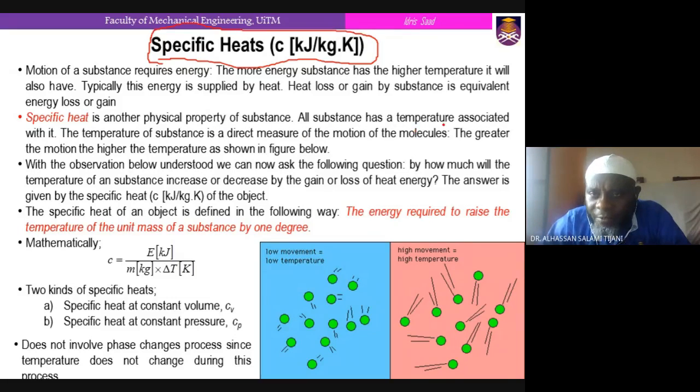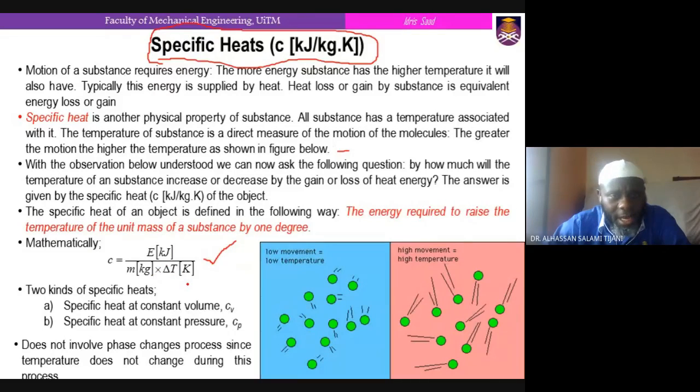All substances have temperature associated with them. The temperature of a substance is a measure of the motion of the molecules. The greater the motion of the molecules, the higher the temperature, as shown in the figure. In specific heat capacity, we define it mathematically by this particular equation. We say that C equals E over M delta T, where E is the amount of energy, M is the mass, and delta T is the temperature change.